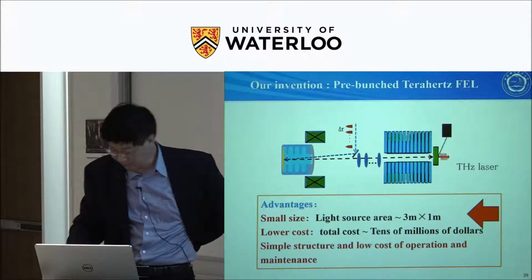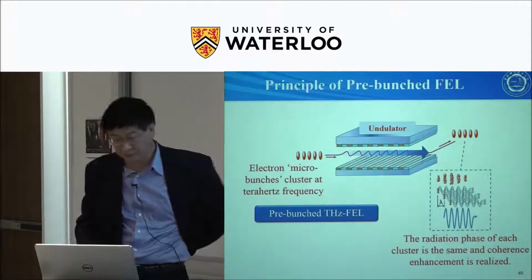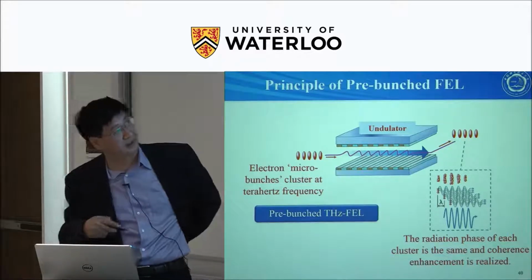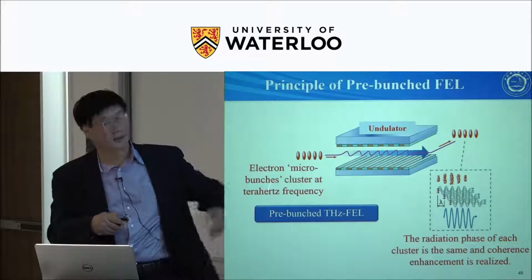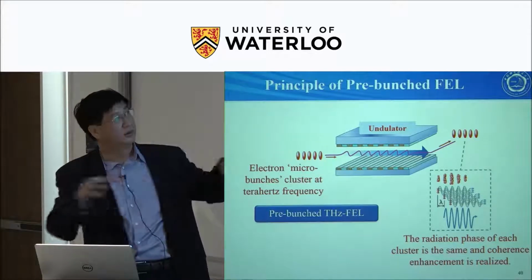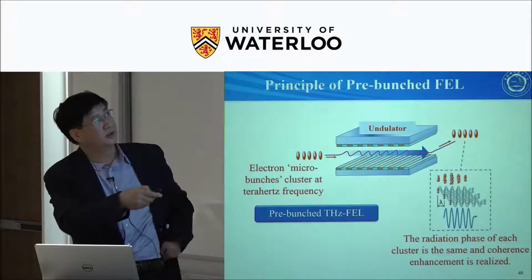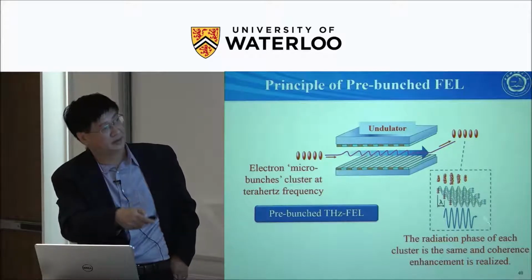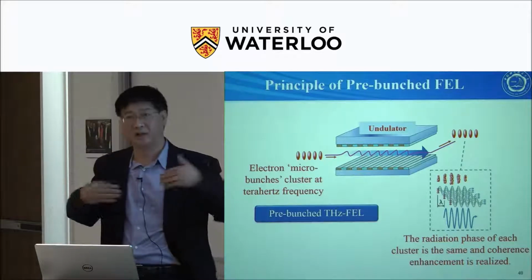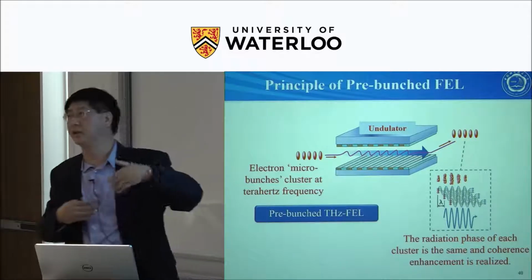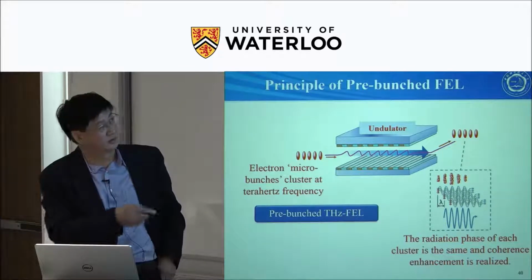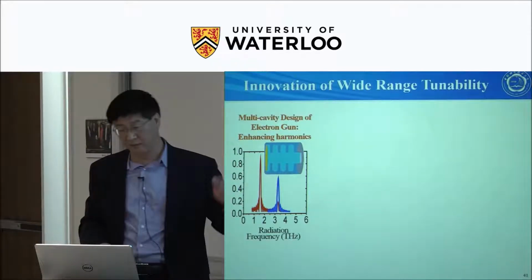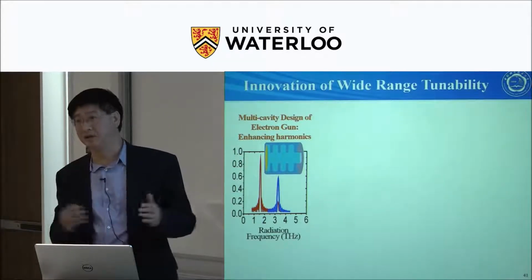This is lower cost in operation. So the principle of this pre-bunched FEL is like this. You have a bunch of electrons that went through this undulator, then they irradiate spatially coherent light, okay, terahertz light. So this is pre-bunched. We have quite a few patents on this.